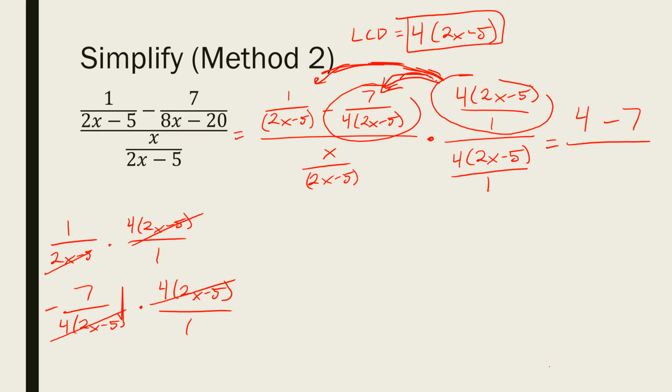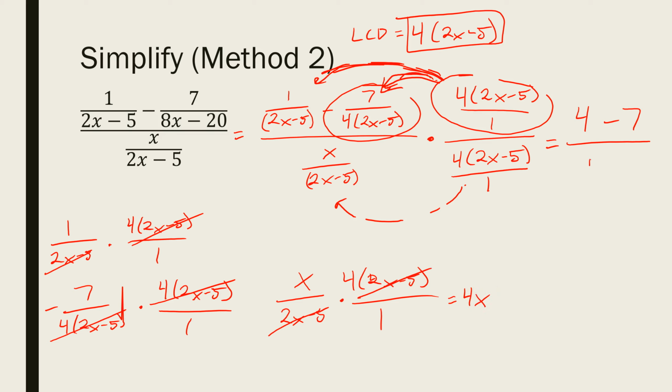Next, on the bottom, this whole fraction distributes to that whole fraction. So I have x over 2x minus 5 times 2x minus 5 and 4 over 1. Okay, I pre-reduce, which leaves nothing on the bottom, so I just have 4x.